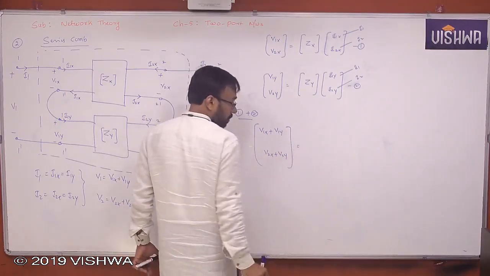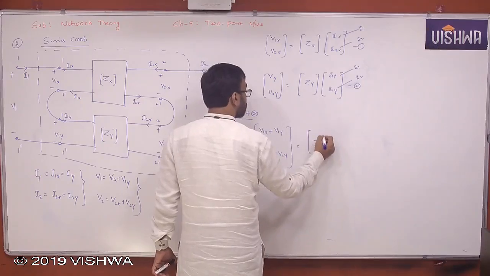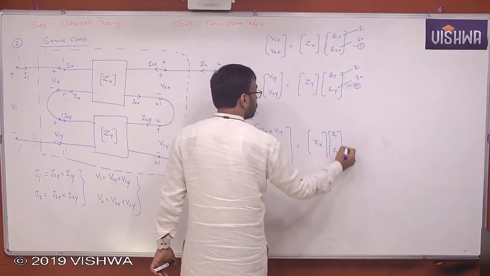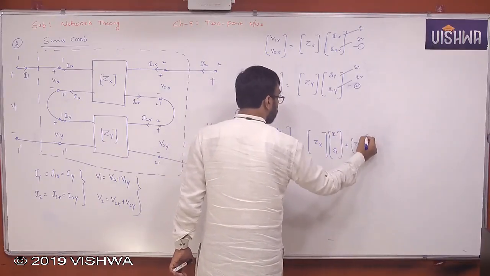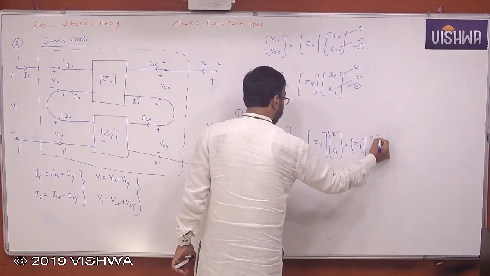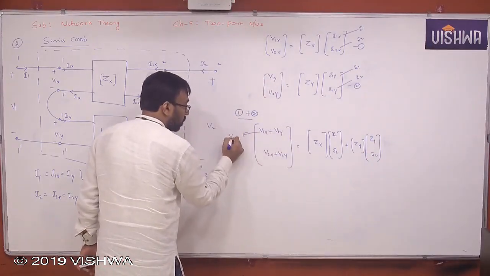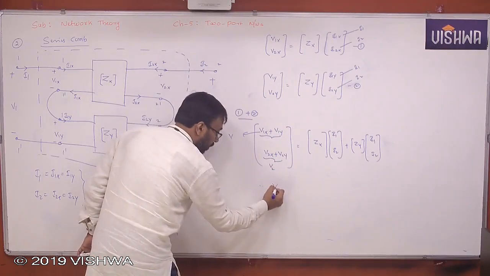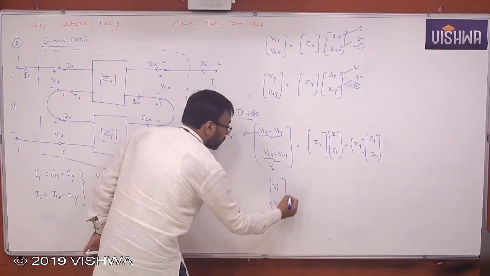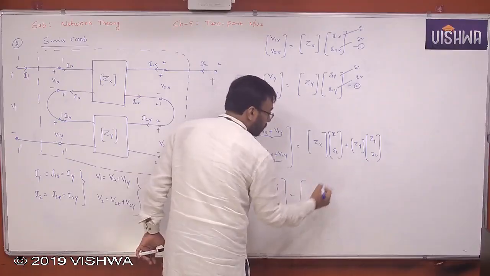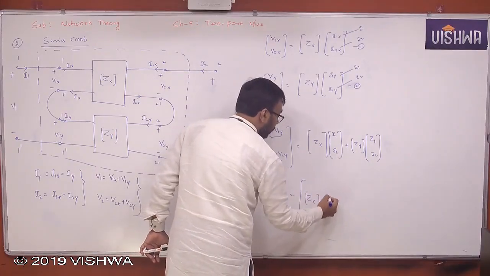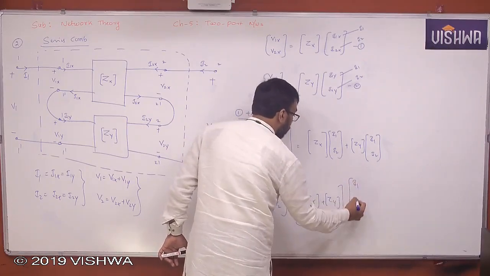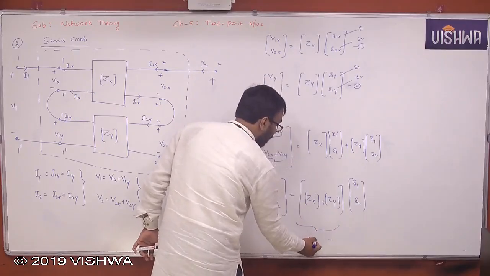So what do you get here? Zx of I1, I2 plus Zy of I1, I2. Yes or no? Then this is nothing but V1 totally. This is nothing but V2. So therefore, finally you will get V1, V2 is equal to Zx plus Zy into I1, I2. This is the overall Z.